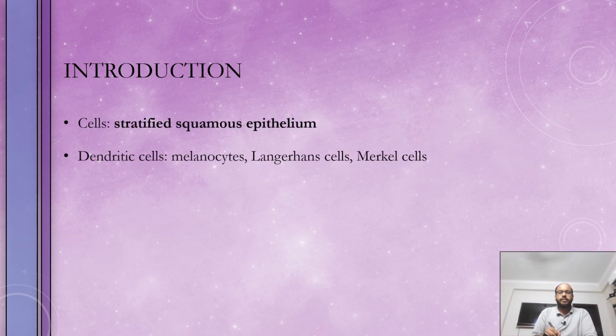The cells of the epidermis are stratified squamous epithelium. Stratified squamous means the cells are arranged in layers. If this is again the section, different layers are formed by the cells. So this stratification, or strata formation. Strata means layer. So it is stratified squamous epithelium. And here we are talking about the corneocytes.